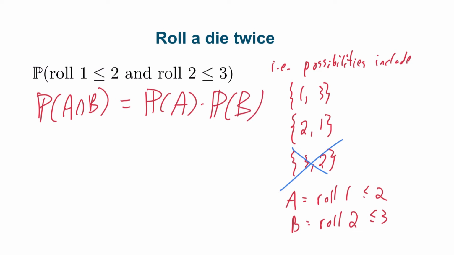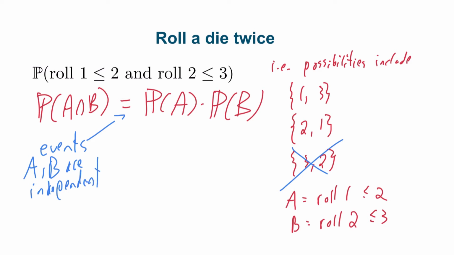Well, this is because the events A and B are independent. In other words, what happens in the first roll has nothing to do with what happens in the second roll. So, despite what some superstitious gamblers might say, dice don't get hot or cold, right? What happens in the past has no bearing on what happens in the future for these things. The events are independent. So in order to compute the probability of the intersection of these events, I can compute their individual probabilities and multiply them. And that's easier to do.